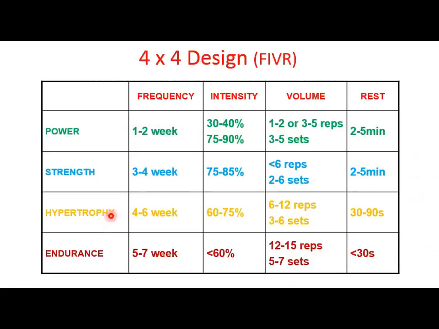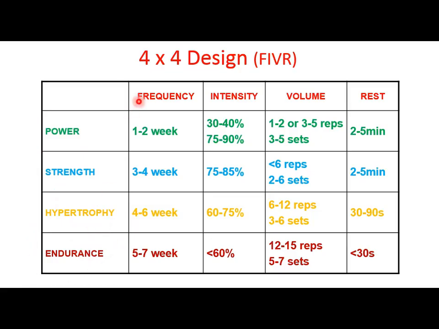Okay, time for the Matrix. And I do mean the Keanu Reeves Matrix, of course. This is the 4x4 matrix. What it tells you is the frequency, the intensity, the volume, and the rest that you would prescribe somebody if their main workout goal was to increase muscular power, or if their main goal was to increase strength, or increase hypertrophy, or increase muscular endurance.